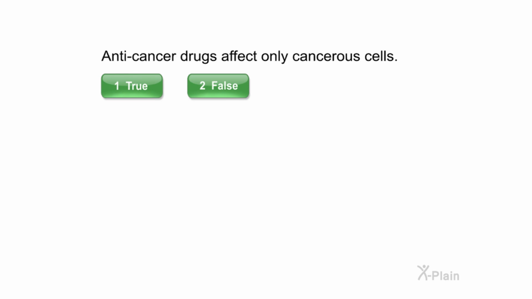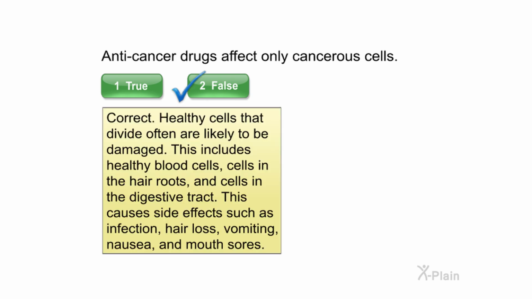Anti-cancer drugs affect only cancerous cells. Select true or false. Correct. Healthy cells that divide often are likely to be damaged. This includes healthy blood cells, cells in the hair roots, and cells in the digestive tract. This causes side effects such as infection, hair loss, vomiting, nausea, and mouth sores.